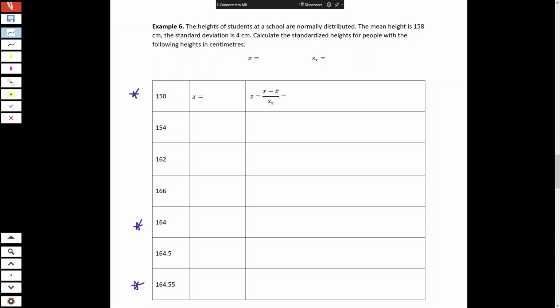Just curious. In the formula, z equals x take away the mean. Is it always going to be x take away the mean? Yes, you must put it in that order or you will get the wrong answer. The sign will be flipped. Will it ever be x plus? You must use that one.